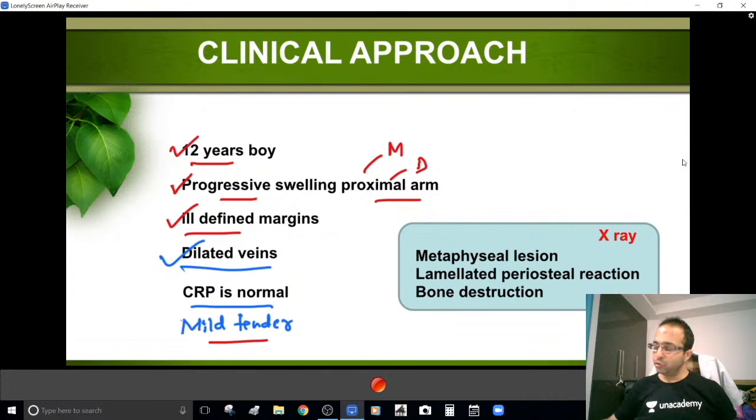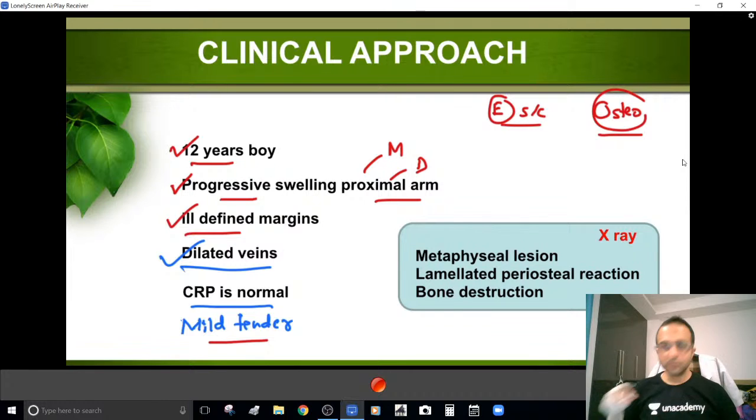Okay, so now I have two queries here. Is it Ewing sarcoma? Is it osteosarcoma? So these are my two differentials. So let me give points to each. Age can be there in both, so I don't give any point to anyone. Progressive swelling can be there in both. Proximal arm, possible, because both of them are metaphyseal lesions. Ewing's is diaphyseal. Osteosarcoma is strictly metaphyseal. So osteosarcoma gets a point. Ewing's can be metaphyseal, but largely diaphyseal.